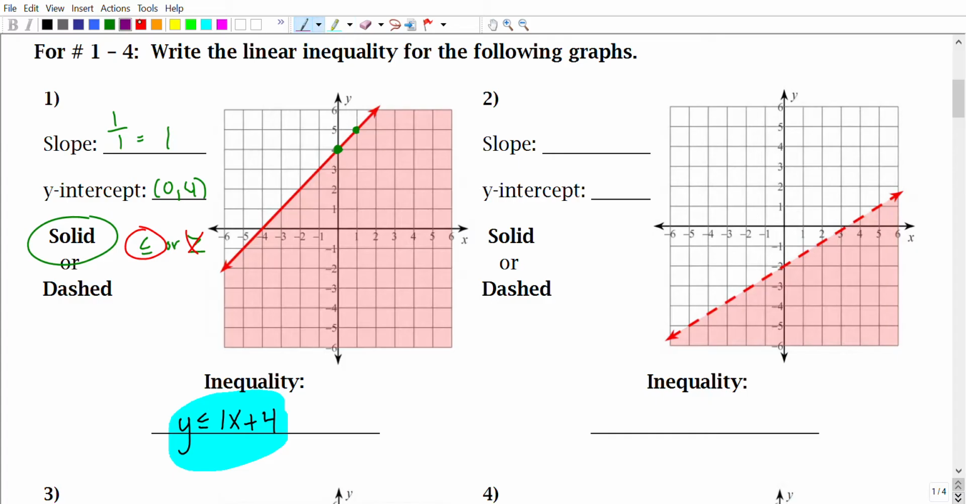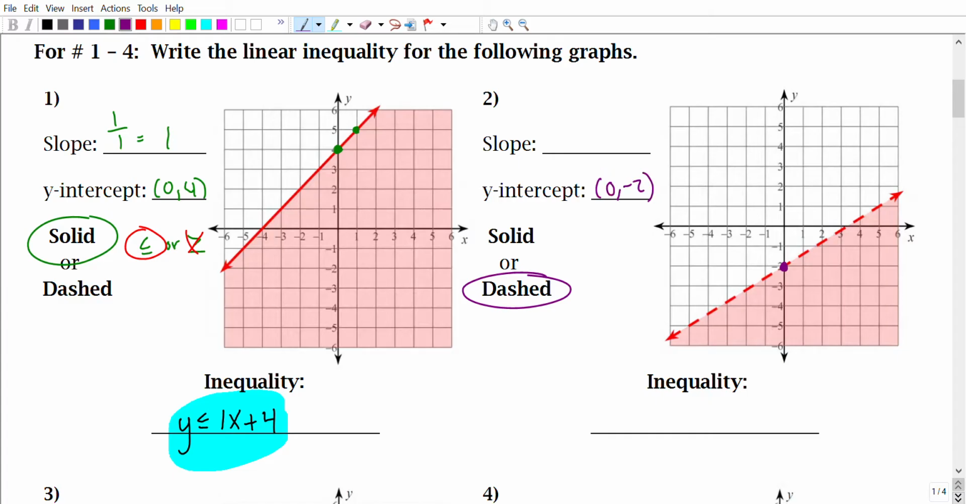So let's see what information we have here. Well, right away I see that it's a dashed line, and I know I can identify my slope and y-intercept because right away I see my y-intercept. It's right there. It's at (0, -2).